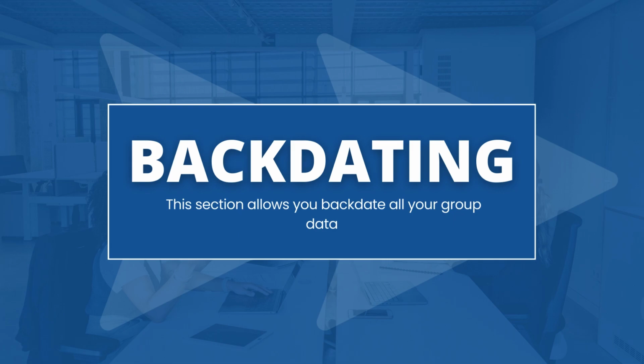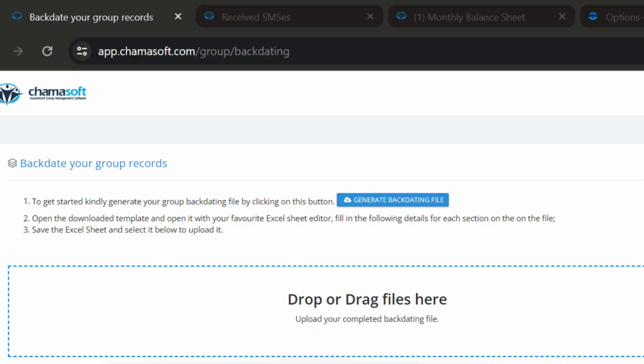Last but not least, we help you backdate all your data. We help chamas or circles backdate all their data from when they began up to where they'd like to start. So let's say we started our group in 2009. I will just generate a backdating file in an Excel sheet, fill it in, and then upload the Excel sheet to make sure that the whole system is at par with how our Chama operates.